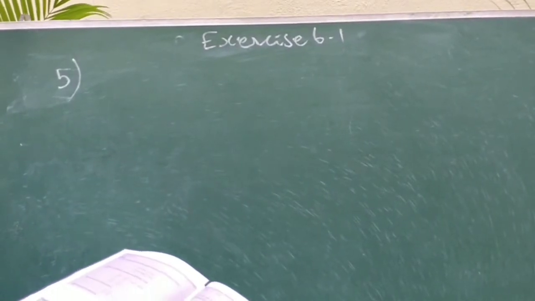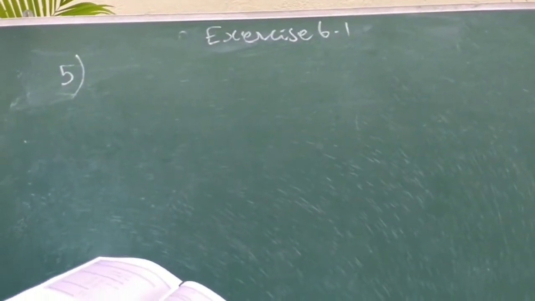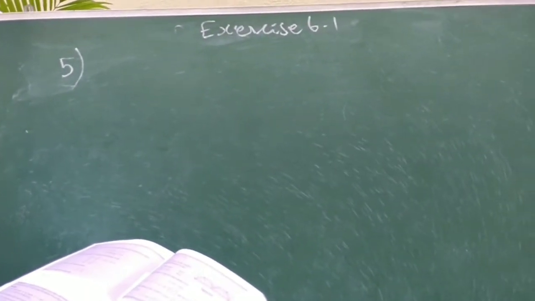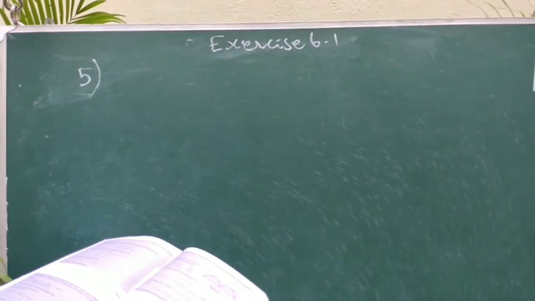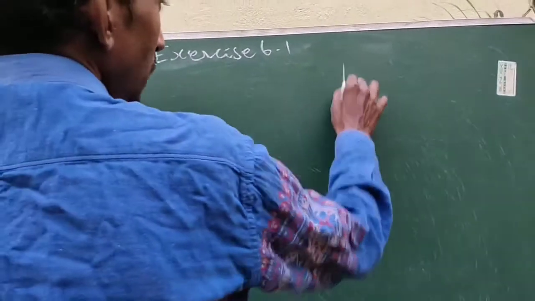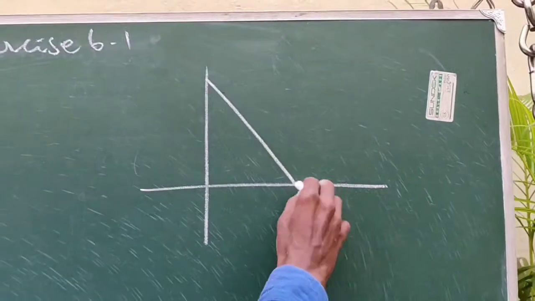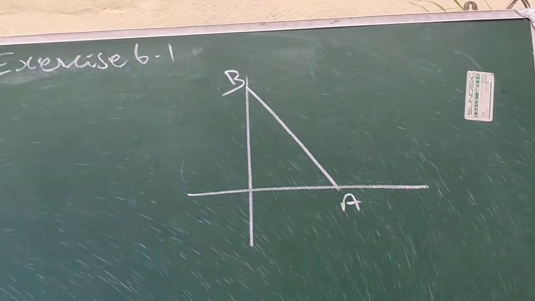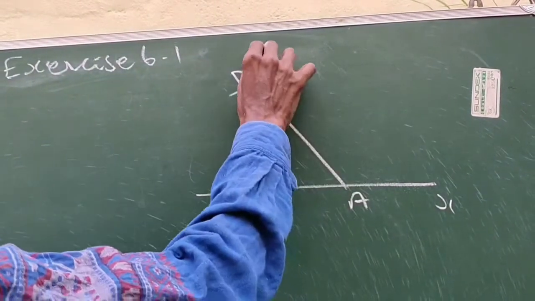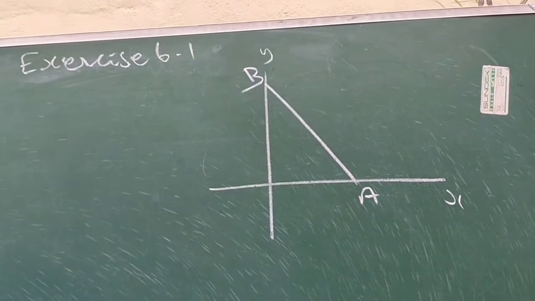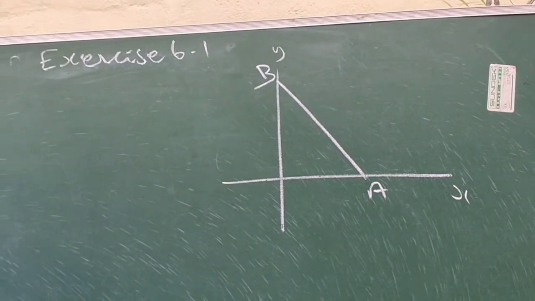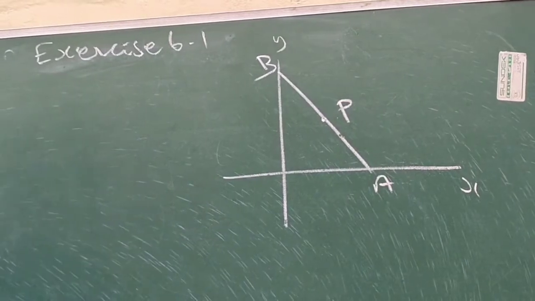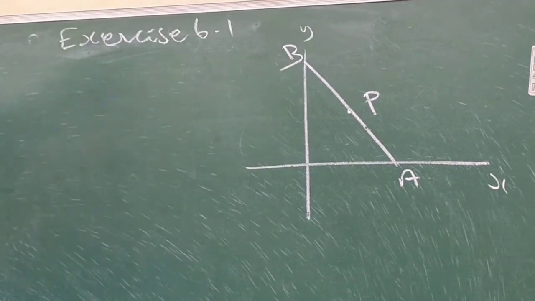Question number 5 in exercise 6.1. A straight rod of length 8 units slides with its ends A and B always on the x and y axis respectively. So listen here, it is the wall and floor. So it is the rod AB. So A touches the x axis and B touches the y axis and it is sliding. Find the locus of the midpoint of the line segment AB. Let me take P be the midpoint of the line segment.